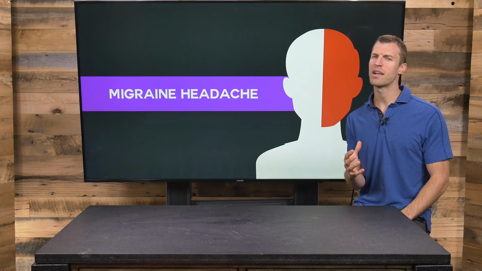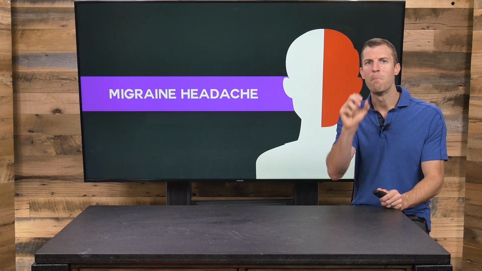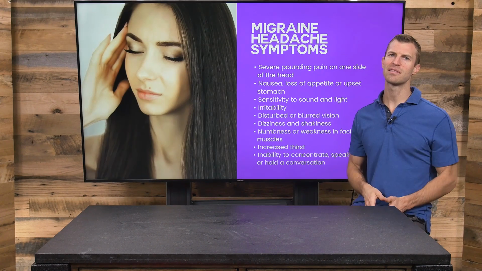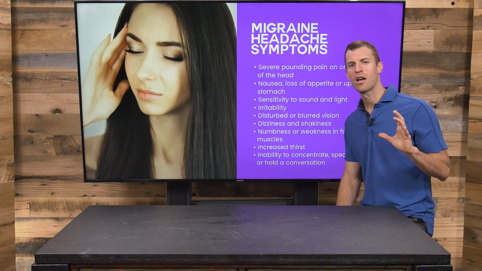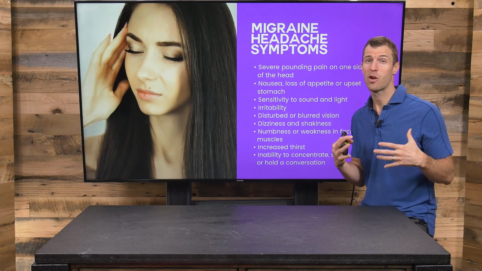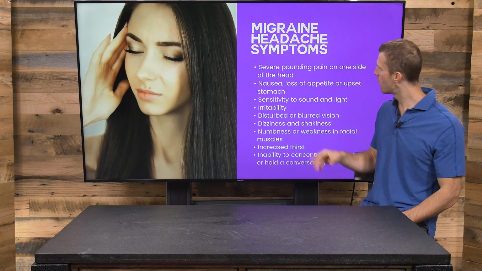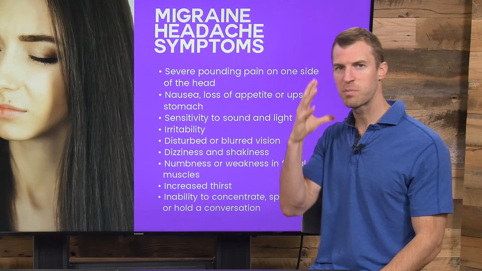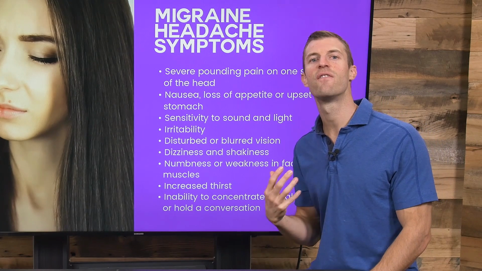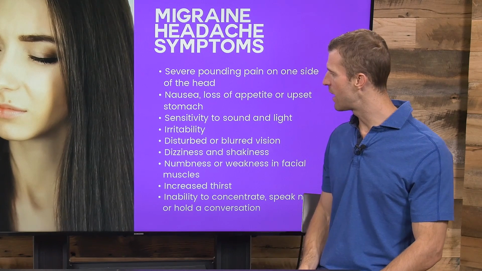Now let's talk about migraine headaches. Of all headaches, migraine headaches are the most debilitating of all of them. In fact, when somebody has a migraine headache, it can often put them to a point where they can almost do nothing. The pain is so severe. So severe pounding on the head, especially one side of the head. It can actually cause nausea and vomiting from getting a migraine headache.